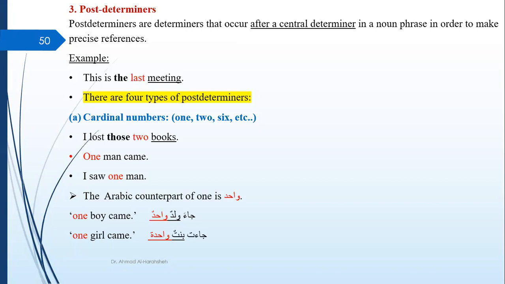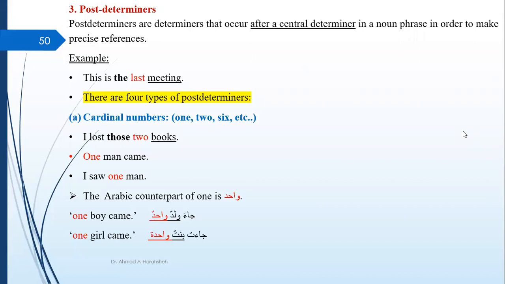There are 4 types of post determiners. First of all, cardinal numbers. When I say cardinal numbers, I mean 1, 2, 3, 4, 5, 6, etc. I lost those 2 books.